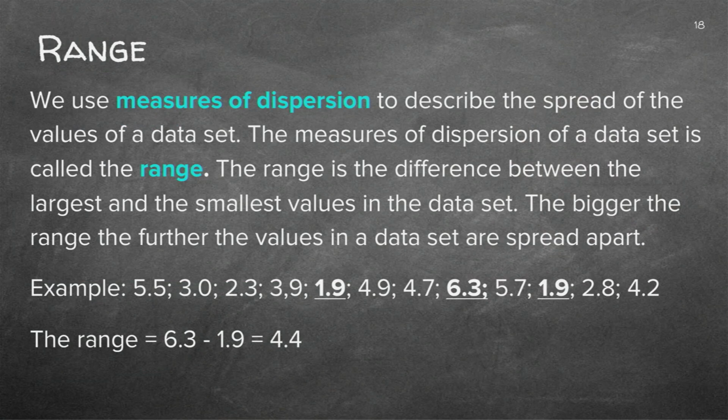We use measures of dispersion to describe the spread of the values of a data set. A measure of dispersion of a data set is the range. The range is the difference between the largest and the smallest value in the data set. The bigger the range, the further the values in the data set are spread apart.